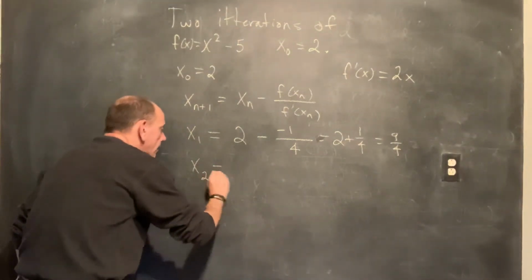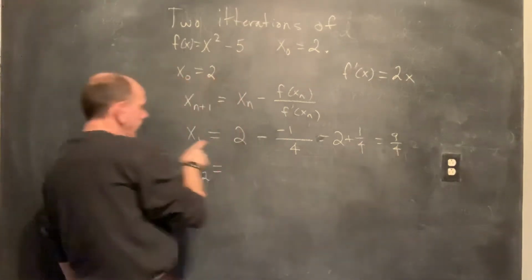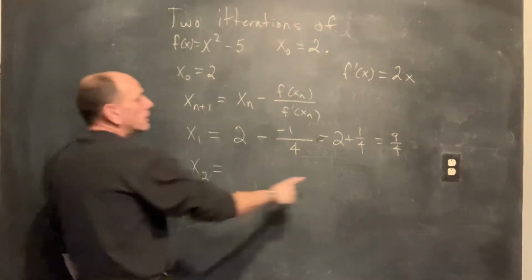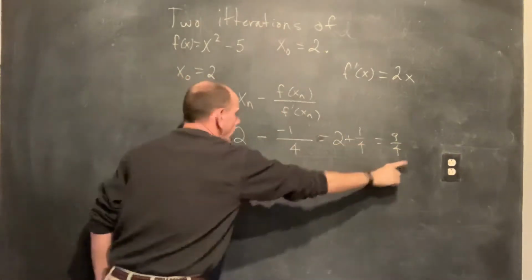Second iteration. I'm going to take my previous answer, x sub 1. That's my x sub n, so 9 quarters.